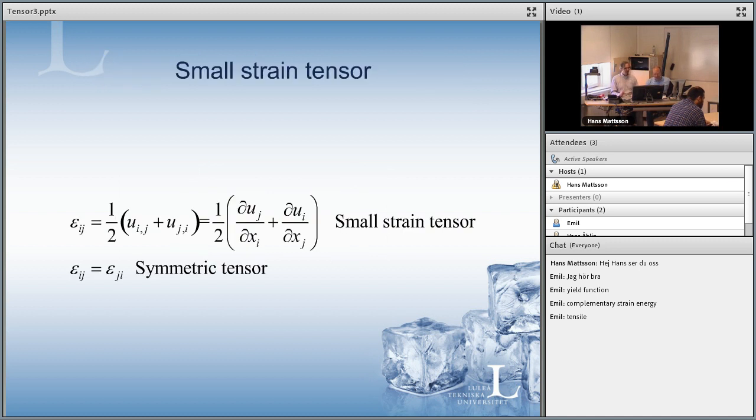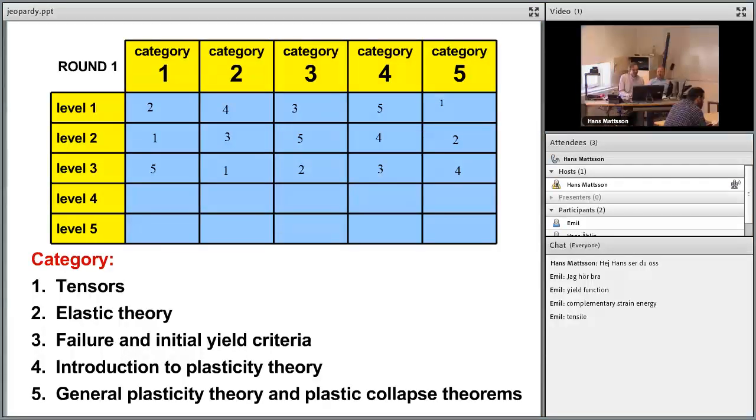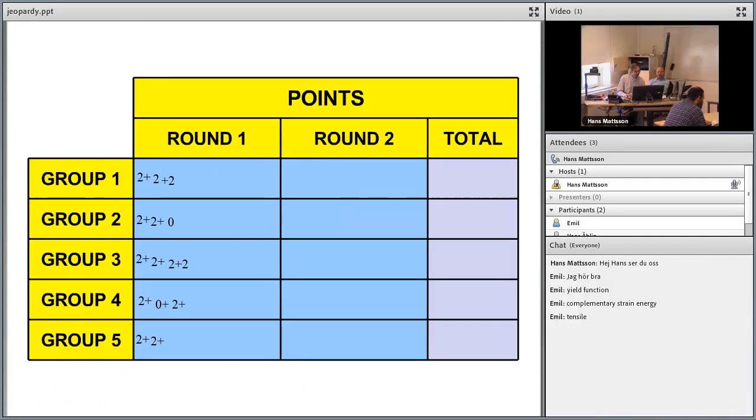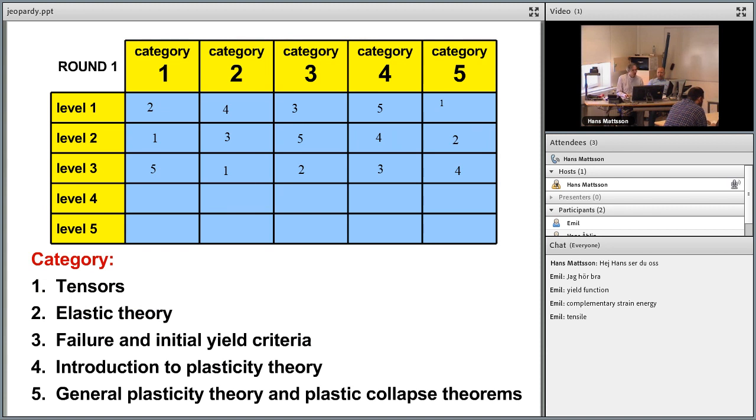That's correct. Now group 1, that have taken all the questions before, are taking 1 extra point here, and it's also group 1's turn to choose question and category. Category 3, level 4.